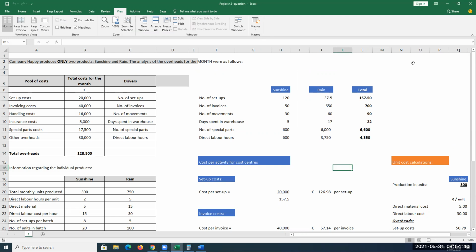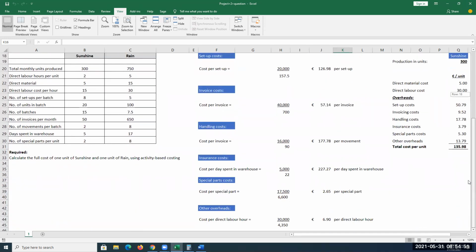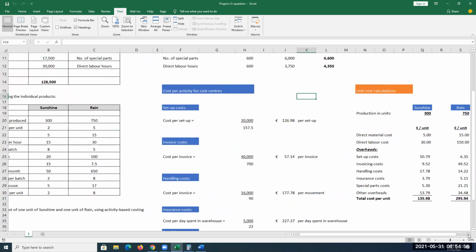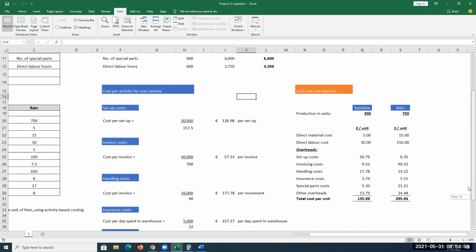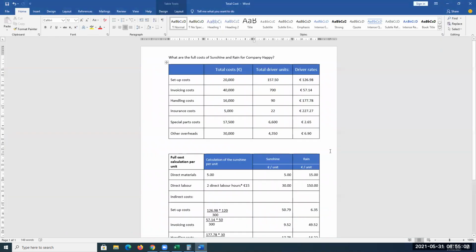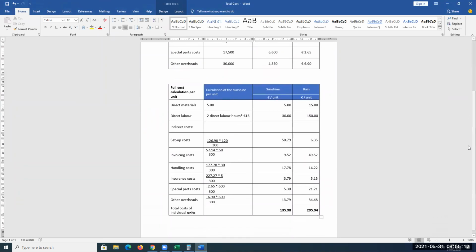Yeah, sure. Okay, the Excel is here. And this is your Word file. Yes, I can do everything. Okay, so you got both.